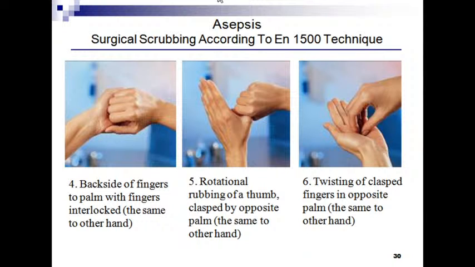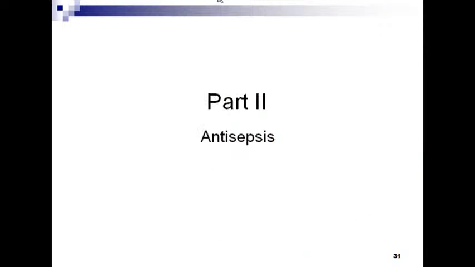And the last step, twisting of clasped fingers in the opposite palm. The same movement you should do with the other hand. So we have 6 movements, 6 positions. This is a universal international technique of hand scrubbing.